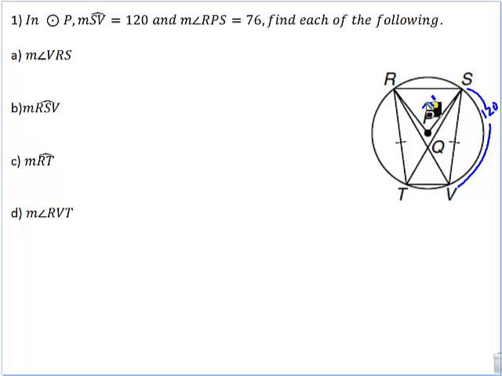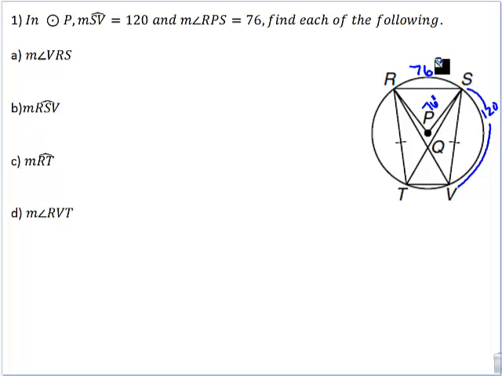Now, RPS, what type of angle is RPS? Is it inscribed or is it central? This is a central angle. That's what we learned about last week. What do we know about central angles and their arcs? They're the same. So if that's 76 degrees, what's the measure of arc R to S? 76. Okay? So we probably want to take care of that right away.